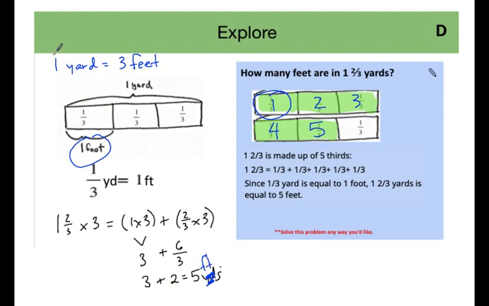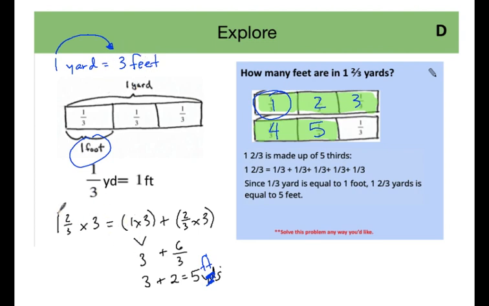So if you see, I'm going from a bigger unit to a smaller unit, but my numbers are growing bigger because I have more smaller parts within the bigger one. So I'm going to be multiplying my 1 2/3 by 3, since I know the relationship between the two units is 3, right? Times 3.